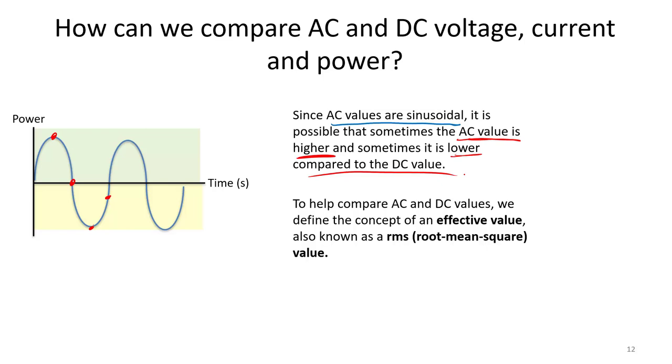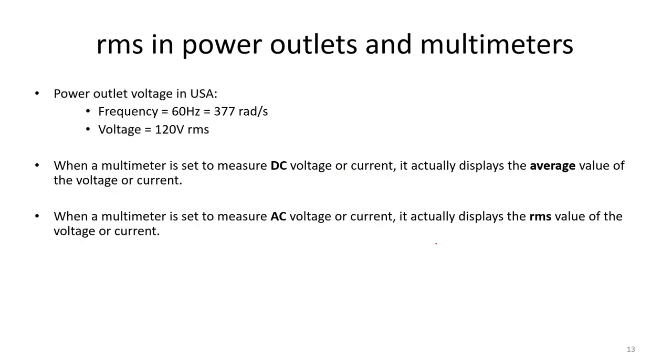So, to overcome this issue, we define this new concept of an effective value, also known as RMS, or root mean squared. RMS helps us accurately compare AC values with DC values. So let's provide a little bit of context to what RMS actually is. RMS means root mean squared, and it's basically a way for us to average an AC signal into its equivalent DC value.